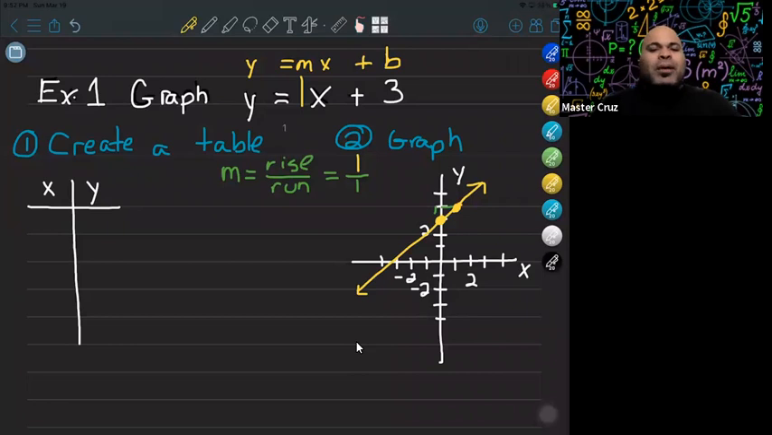Because my graph may not be perfect, that's when we create a table. So what I just showed you is actually a shortcut. If you know how to do it, you just do it. You plot the y-intercept and you count rise over run.